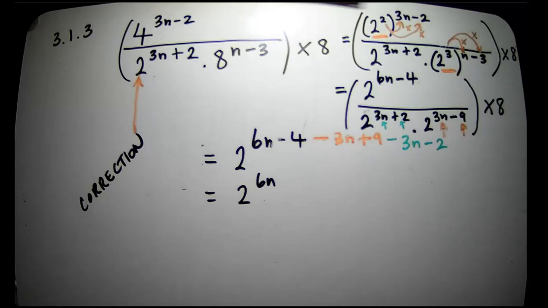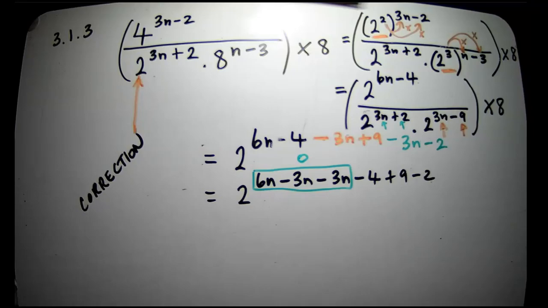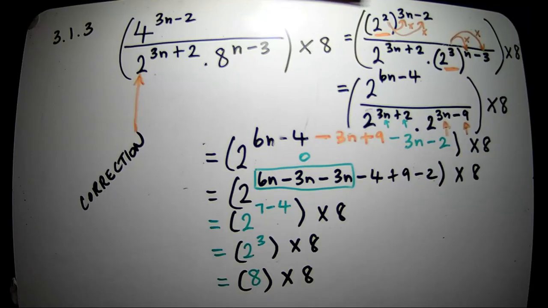Right, so now we have 2 to the 6n. Now I'm going to put all the n's together, as they are, just rearranging it. And now we're going to place all the numbers together. Now 6n minus 3n will result in 0 n's. So all these n's are gone. Adding up the numbers, you're going to get 9 minus 2 is 7. 7 minus 4 is 3. So you have 2 to the 3. Don't forget all of that was multiplied by 8. So 8 times 8 is 64.